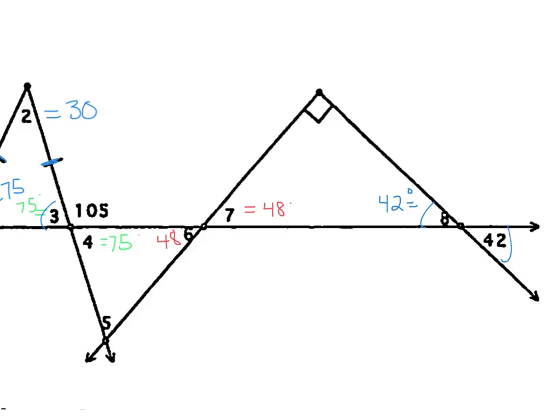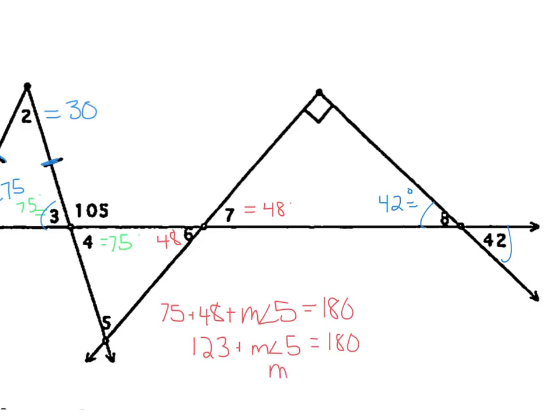And then I could find angle 5 because 75 plus 48 plus the measure of angle 5 is going to equal 180. All right, so I get 123 plus the measure of angle 5 is equal to 180. Subtract 123 from 180 and you should get 57 degrees for angle 5.